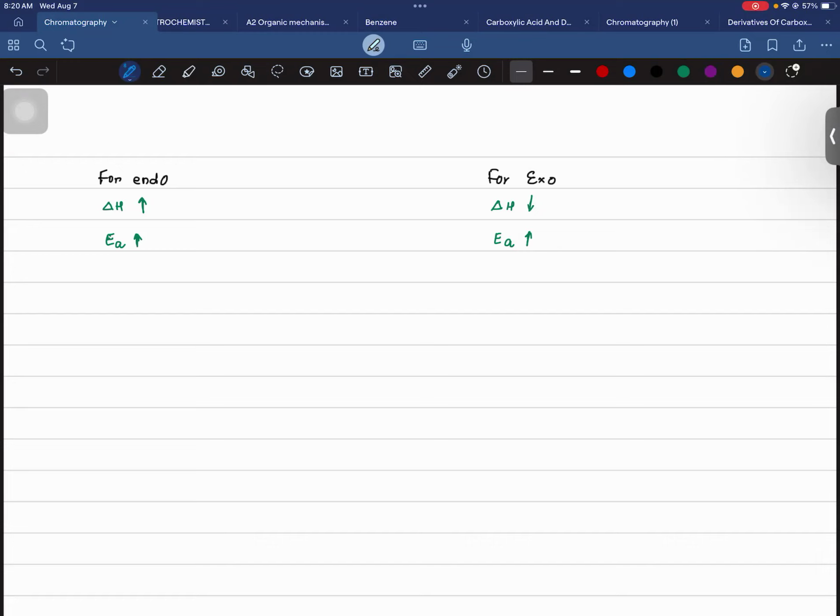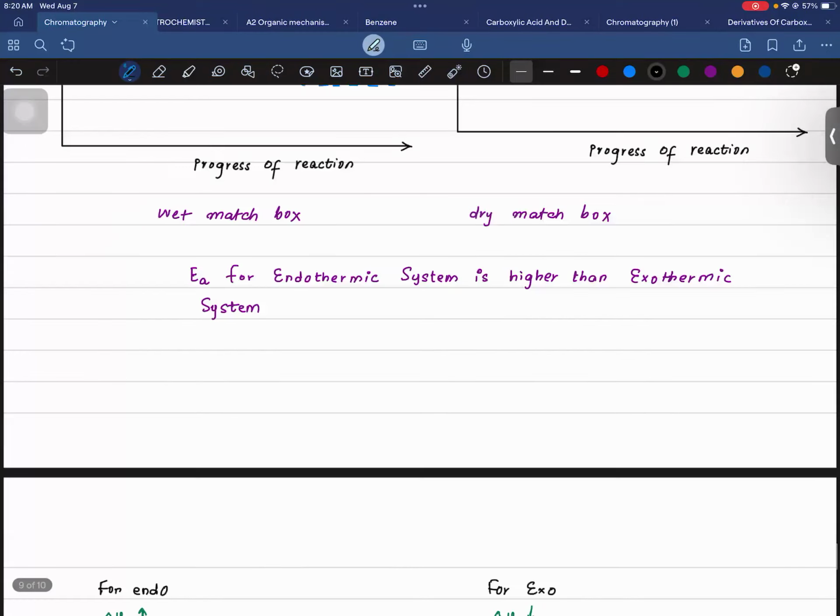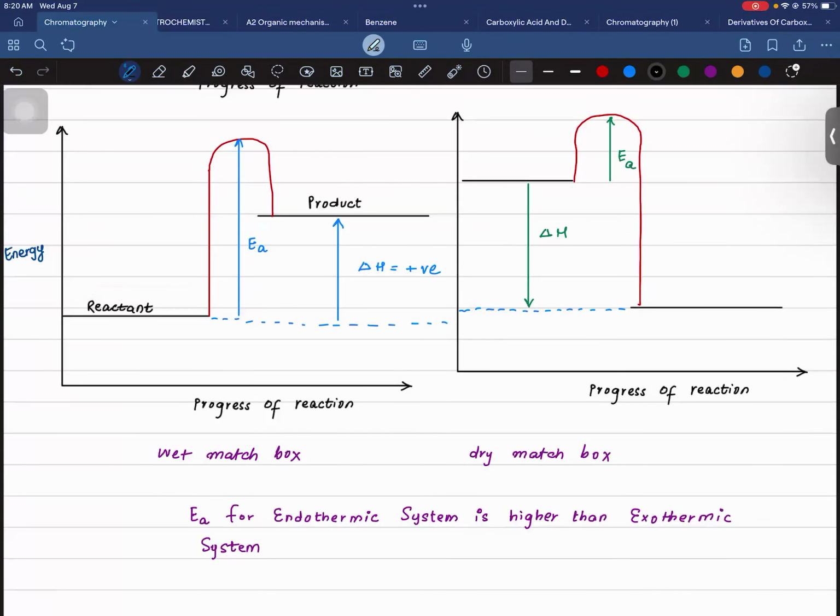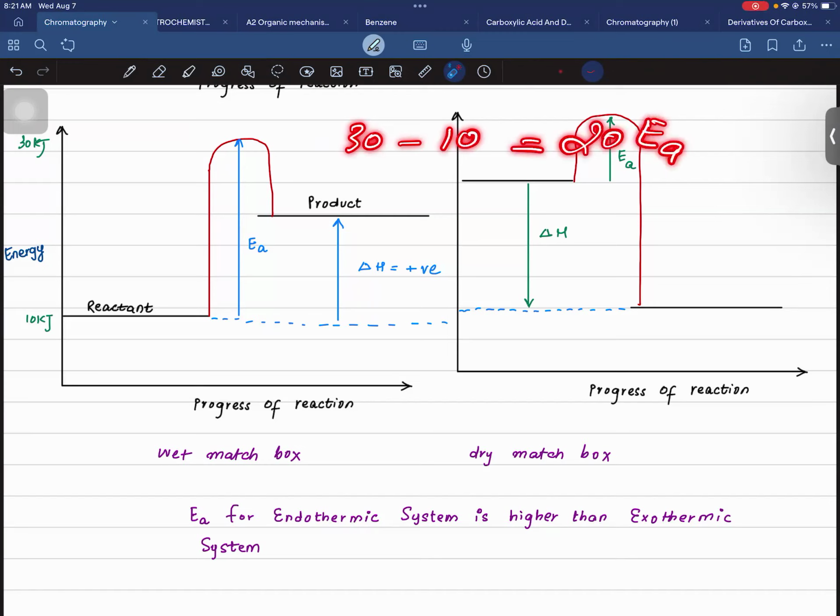The examiner would be asking in various ways. Let's suppose I'm telling you that this is 10 kilojoules, and this is 30 kilojoules. So I'm asking what is the value for the activation energy that would be needed to start. Obviously you would be subtracting 30 minus 10, which is going to give you 20. That is the activation energy that you need to provide to the particular reaction to start.